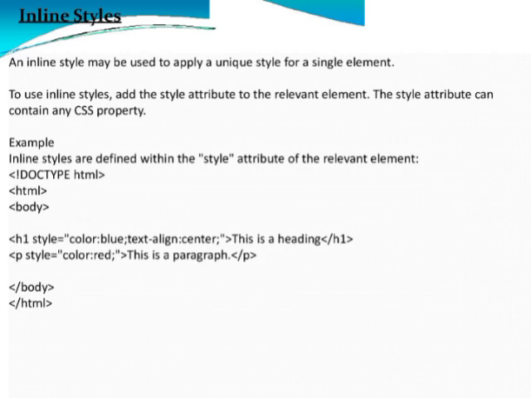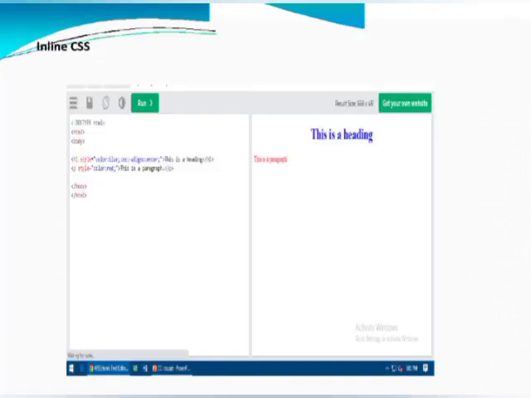Already I gave one example. Here I mentioned inside the h1 tag we are giving the style attribute color: blue and text-align: center. Here the values are blue and center and the properties are color and text-align. As per the code we will get the output like this. This is the output of inline cascading style sheet.